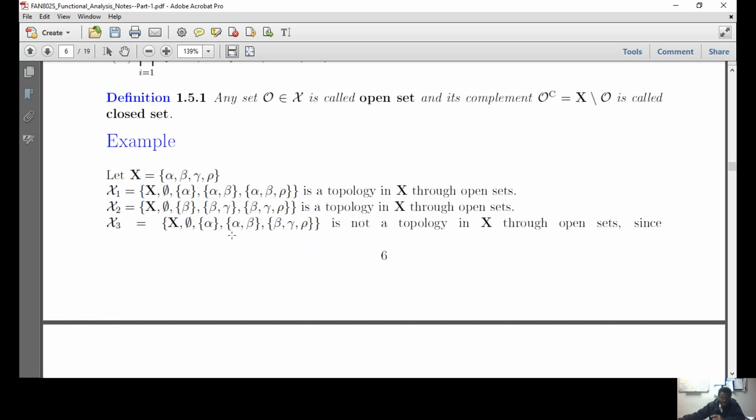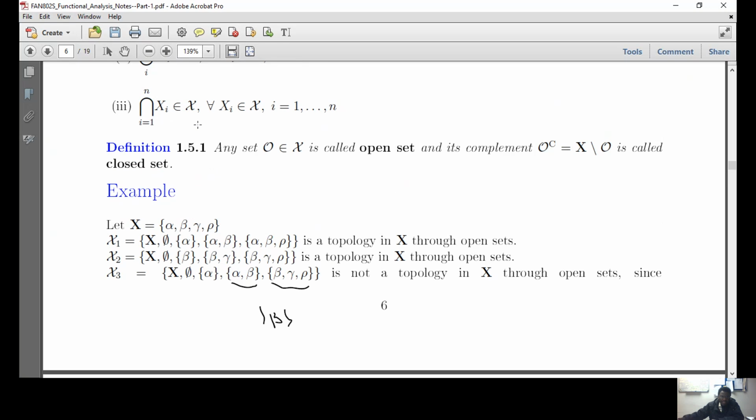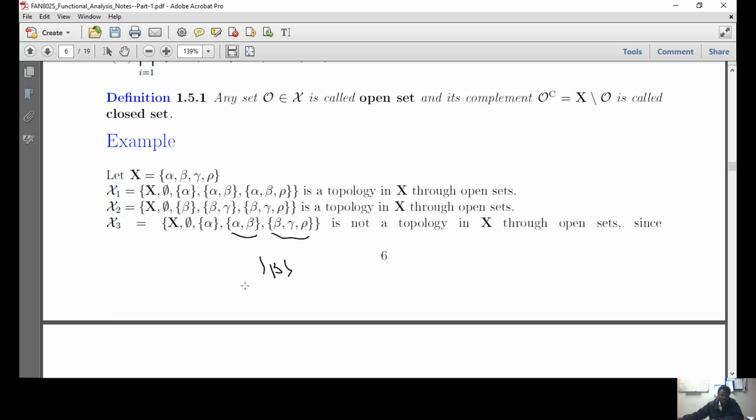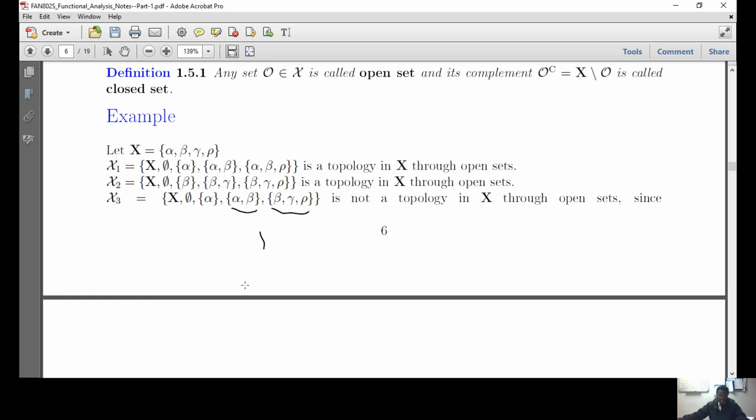Now, if you take these two sets in X3, alpha beta, and beta gamma rho, if you take the intersection, because it's a finite intersection, it gives us the singleton beta. It has to be in the topology, but the singleton beta is not there. You see? So because the singleton beta is not there, we stop and conclude directly that this property is not satisfied. The third axiom is not satisfied. Therefore, this cannot be a topology. So it is clear to see that.